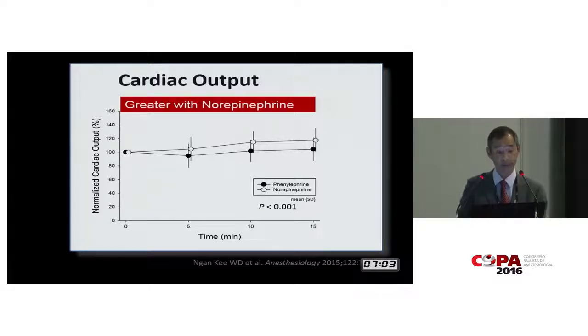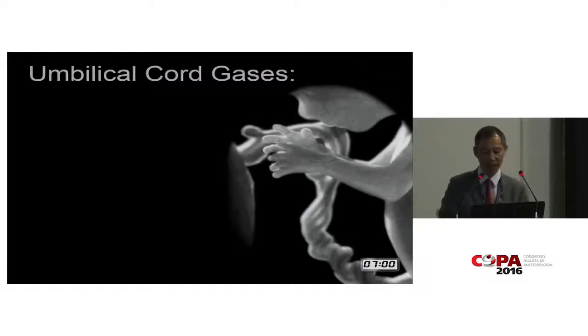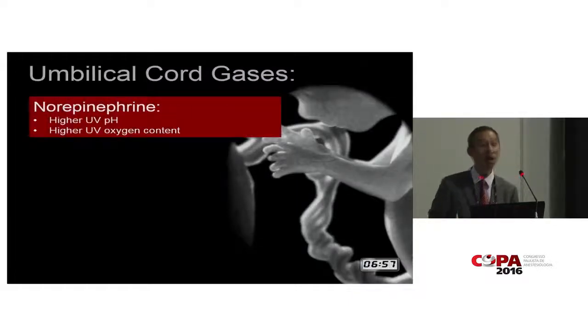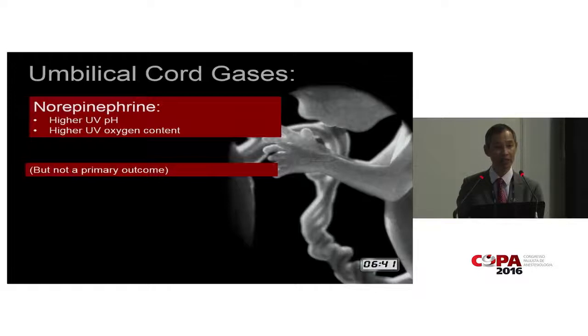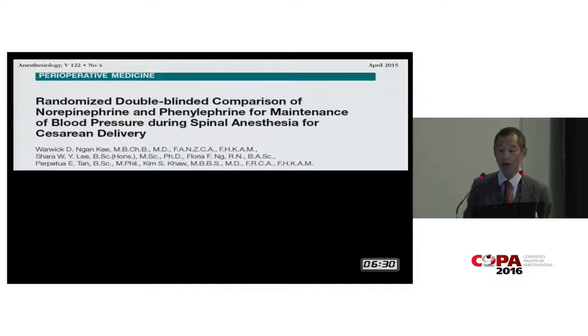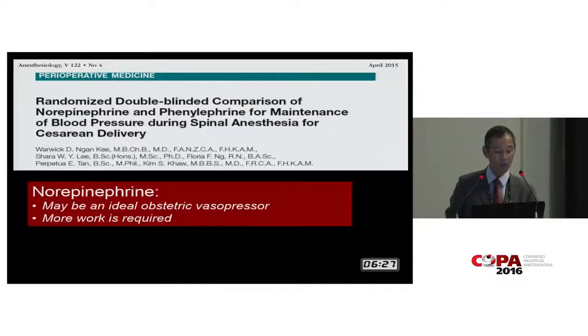What about the babies? Well, of course, we measured the umbilical cord gases, and we found no significant difference in pH. In fact, there was a slight difference in that the umbilical venous pH and oxygen content were higher or better in the norepinephrine group. However, this was not a primary outcome of the study, and so this really needs to be confirmed. But certainly the blood gases were not worse. If anything, they were a little bit better, but not worse in the norepinephrine group. And so our conclusion from this was that norepinephrine may be an ideal obstetric vasopressor.